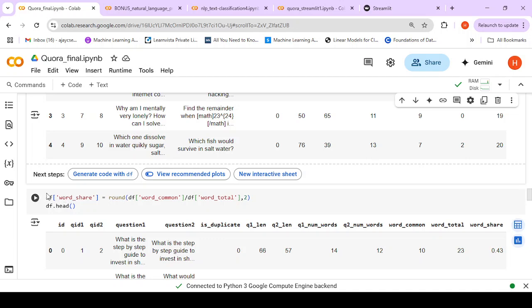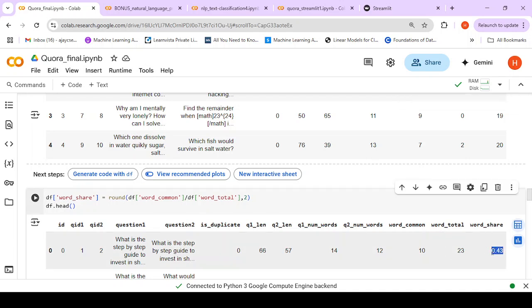I can also understand word share. Now word share is nothing but the common amount of words divided by the word total. So 0.43 are common words.